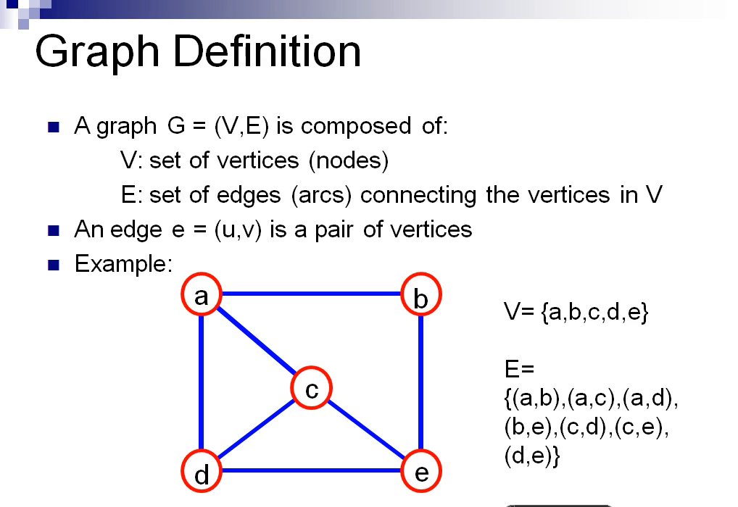So here on the slide you can see an example where we have 5 nodes labeled A, B, C, D and E. So V consists of all of these vertices, that is, nodes. You can see V is equal to {A, B, C, D, E}, whereas E is composed of an edge connecting A and C, A and B, A and D, D and C, and so on. So here is a pair. An edge always represents a pair of vertices.